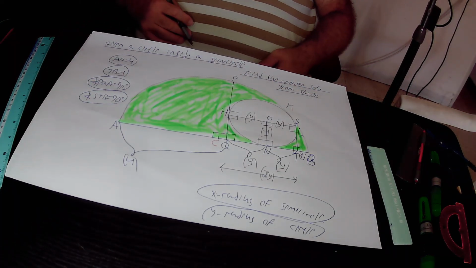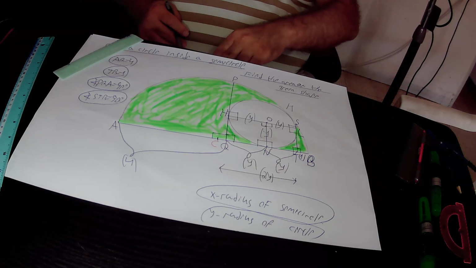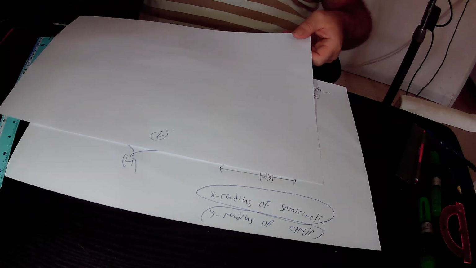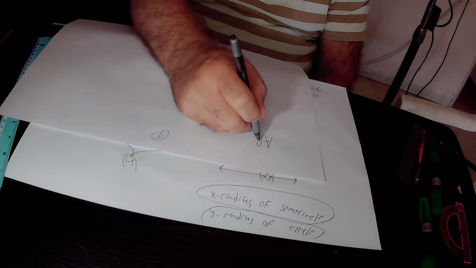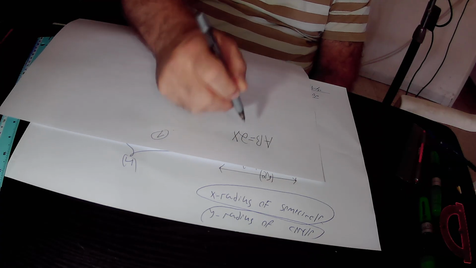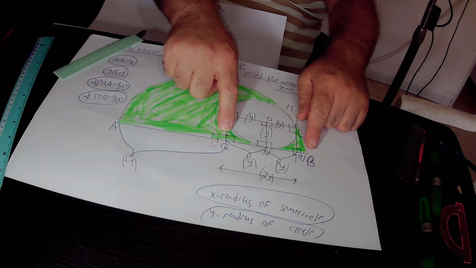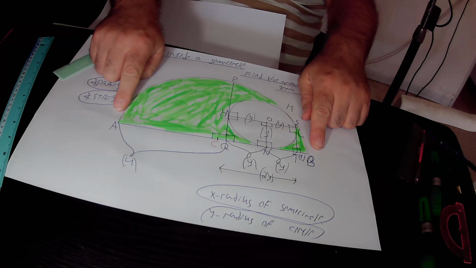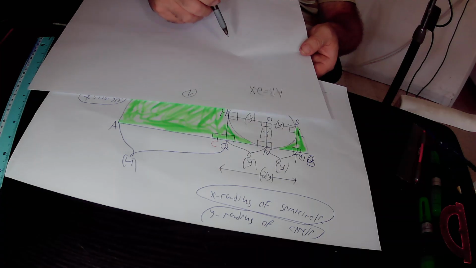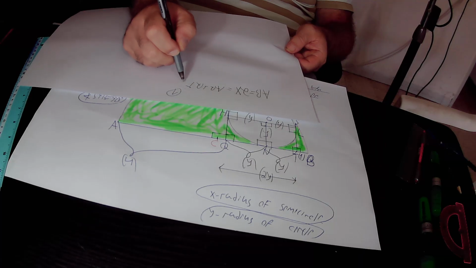AB is the diameter of the semicircle, and therefore it is equal to 2x. It is twice as long as the radius, which is x. So the diameter AB equals 2x from one side, but from the other side, AB in total equals AQ plus QT plus TB. Again, AB in total equals AQ plus QT plus TB.